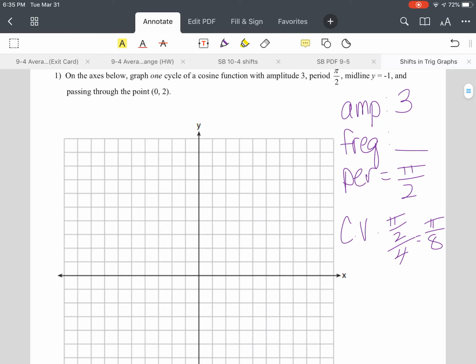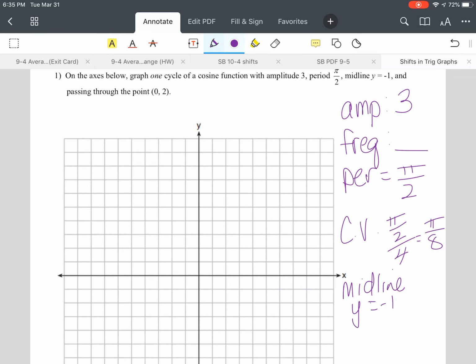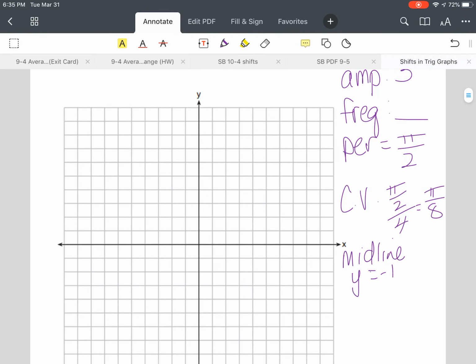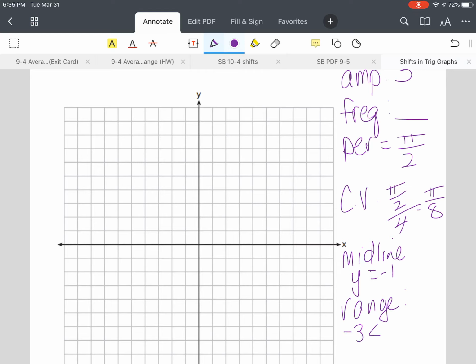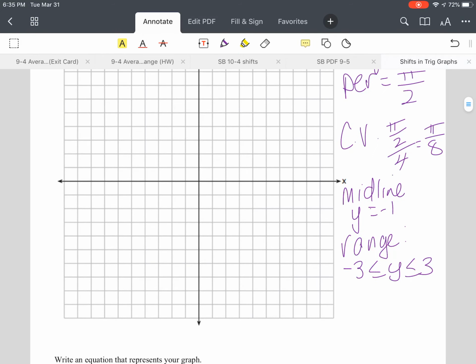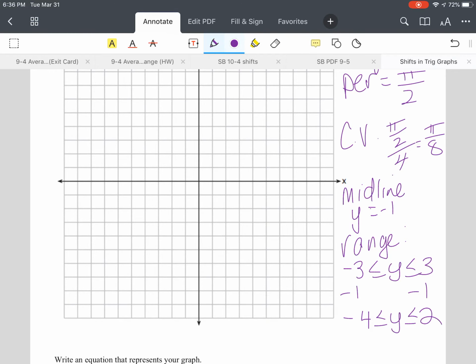And we know the midline is y equals -1. So I like to get the range. The way I get the range is, I think what the range would have been before I had a shift. So the range would have been -3 to 3. But I had a shift. I shifted down 1. So my range is now -4 to 2. Okay.